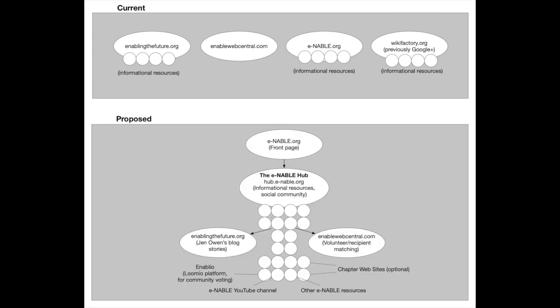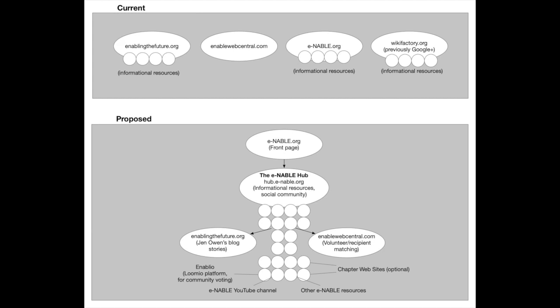So the proposed infrastructure would look more like this. We would have a front page at enable.org, which would tell a clear and concise story about e-NABLE, and it would have information about where to go and how to get involved, and it would then link people over to this new platform, which we're calling the e-NABLE Hub.